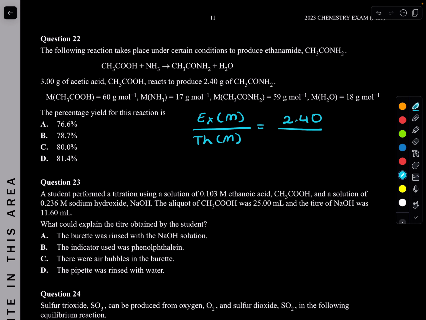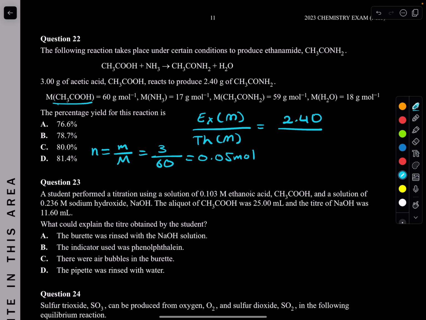Oh my god, I can't even say it. Stoichiometry. Don't worry about it. So we have 3 grams of acetic acid, and we need to get it in moles. To get moles, it's mass over molar mass. The molar mass of acetic acid is 60. So 3 divided by 60, we get 0.05 mole of acetic acid.